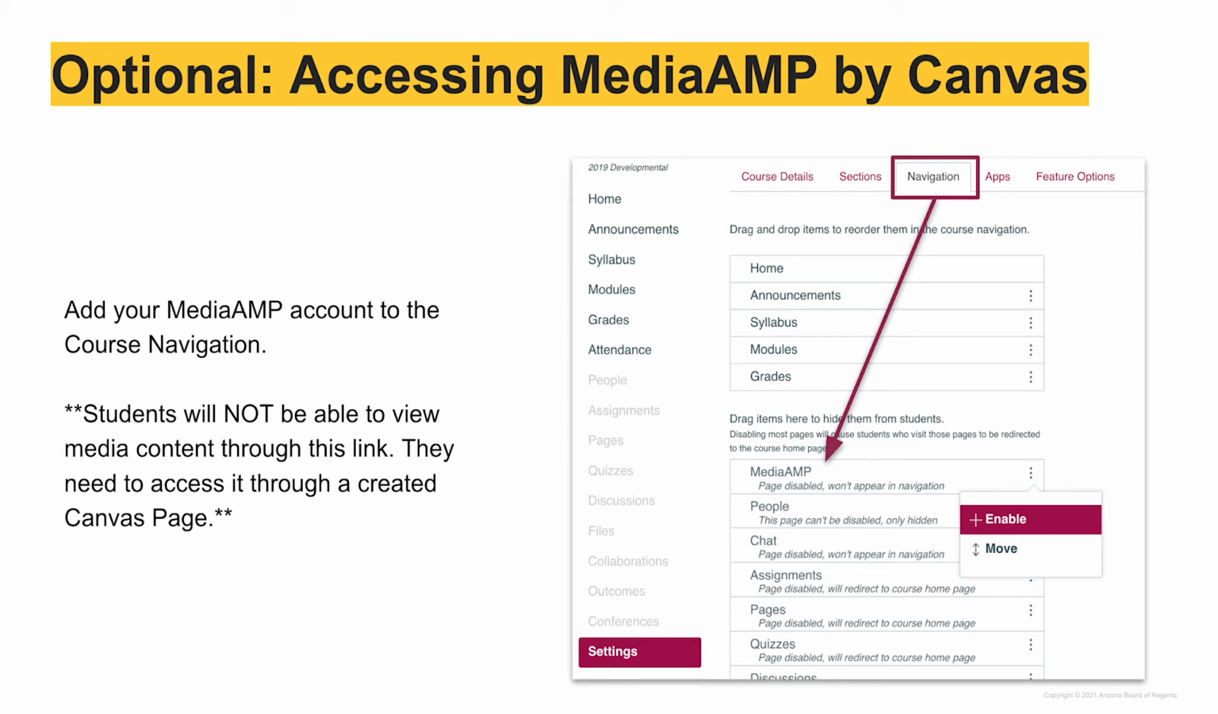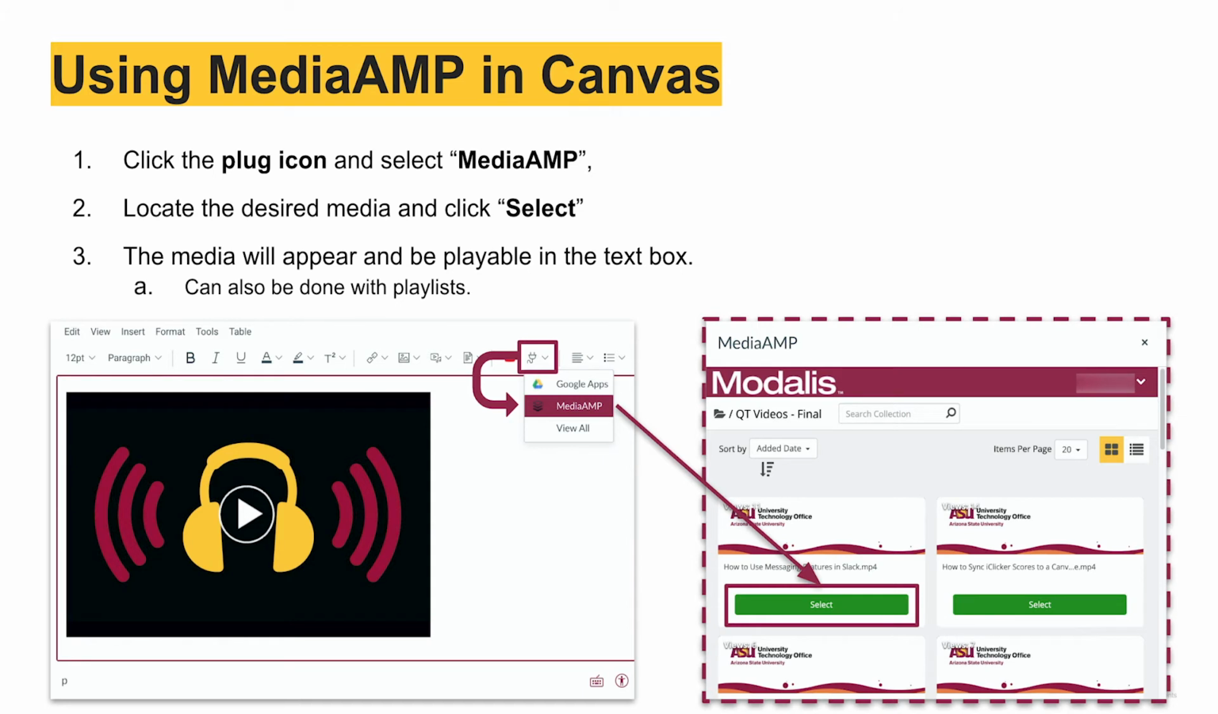MediaAmp is available as an integration tool in Canvas, so media can be directly loaded or embedded into a Canvas content page. Instructors will click on the plug icon in the Rich Content Editor's toolbar and select MediaAmp if it appears. Otherwise, click on View All and locate MediaAmp from the list of provided technologies. Once clicked, the user's MediaAmp account will load in a new window and an audio, video, or playlist can be selected as an embed for students to play.